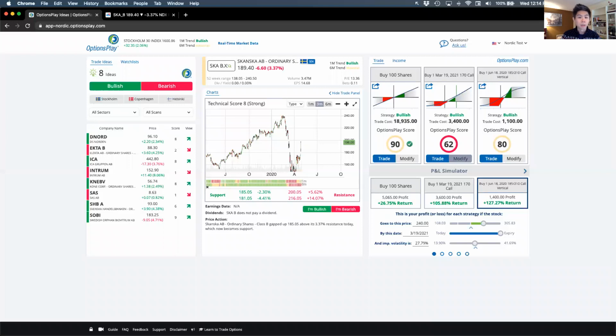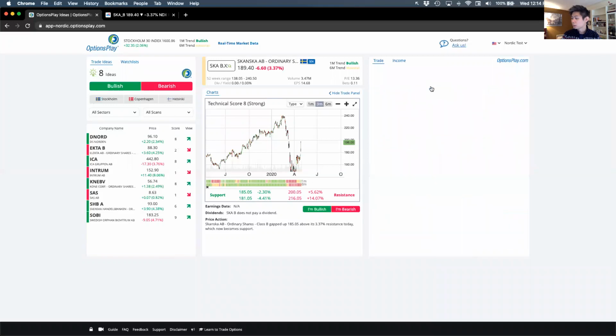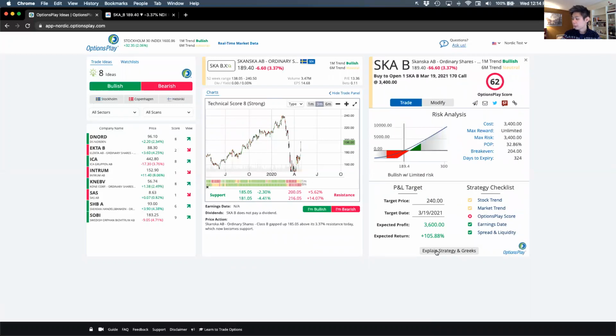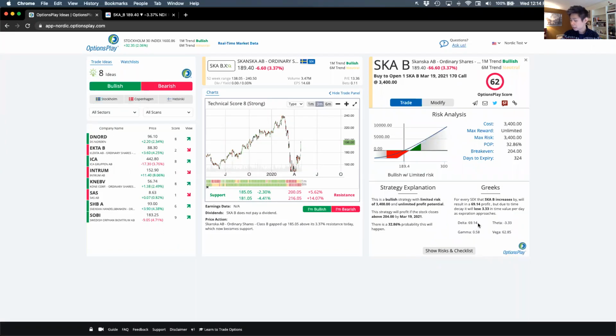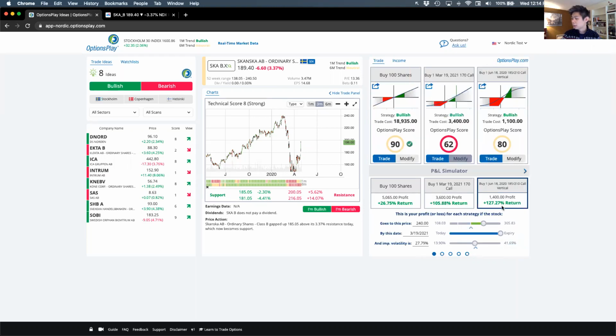Now Michael's asking, can I see delta, implied volatility and IV rank somewhere in OptionsPlay? Great question. That's something we're currently in the process of adding, but yes, you can see delta. You can click on the blue arrow, and at the very bottom there's a button that says explain strategy and Greeks. You can see the delta, theta, gamma, and vega of this particular option. You can see the implied volatility using the volatility slider. The current implied volatility of Skanska is 27.79%.